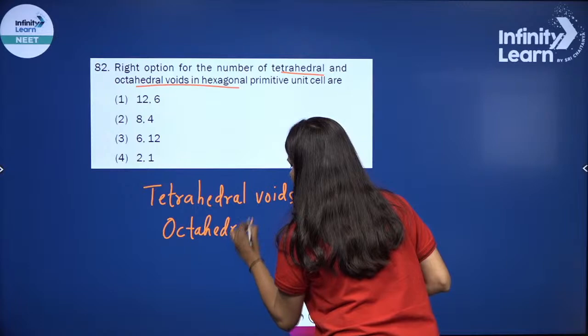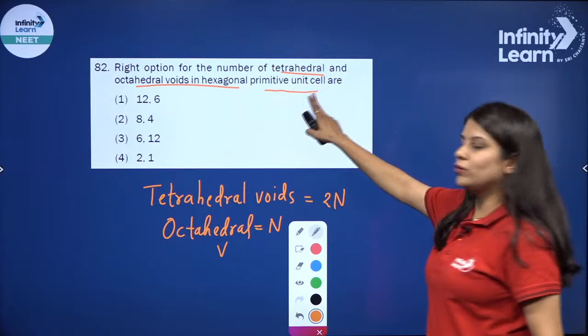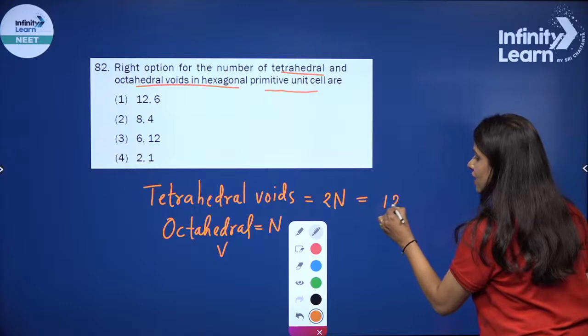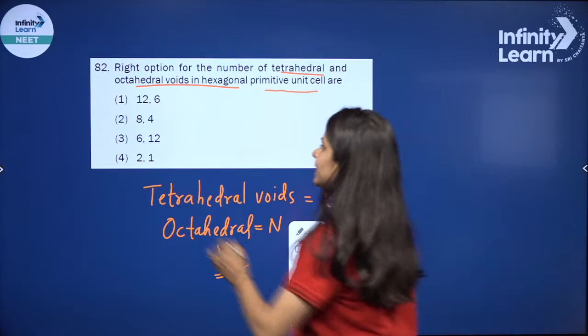Now, for hexagonal primitive unit cell, what is n? N is 6. So, tetrahedral voids will be what? 12. And octahedral voids will be 6. So, what is the correct answer? The correct answer is option number 1.